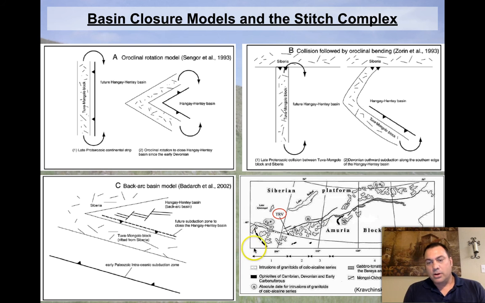So this diagram down here by Kravchinsky et al. in 2008 does a really good job of showing the positions of something called the Stitch Complex. The Hangay-Hentay Basin extends between these two granitic basements, as we're seeing here, and intruding throughout it we have a whole series of plutons. They seem to go from Cretaceous in age, and they young as we go to the east all the way to the ocean, along a series of what are sometimes interpreted as strike-slip faults, and sometimes as thrust faults.